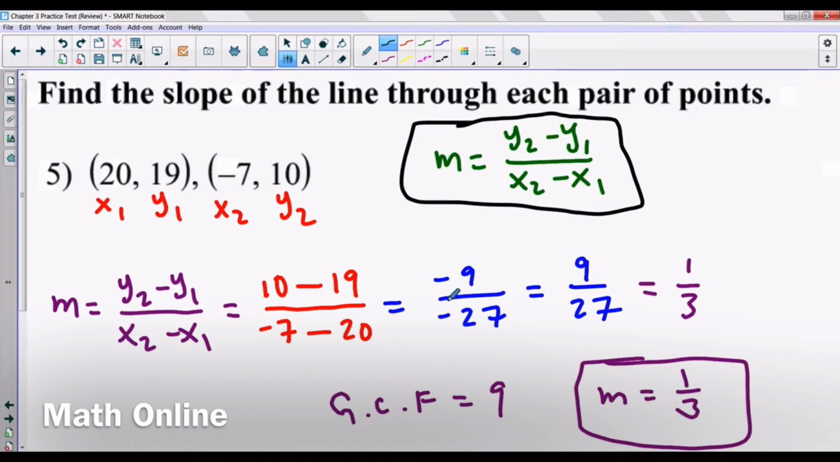Okay. And in case somebody's asking what happened to the negatives, just a reminder, just a recall. A negative divided by a negative number is always positive. You can always go back and use the calculator, type in -9 over -27, and it will give you a positive fraction, 9 over 27. Okay. All right. So with that said, let's move on to the next slide.